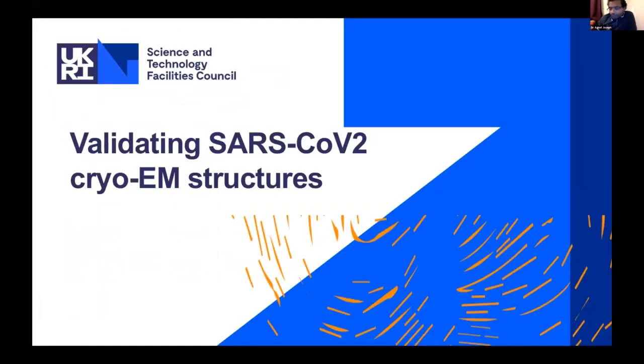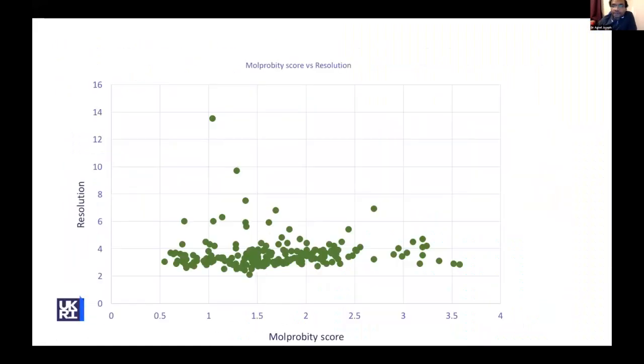So I'm just going to a slightly different analysis on validation of SARS-CoV-2 structures. So I have maybe one minute or two, Agnel.